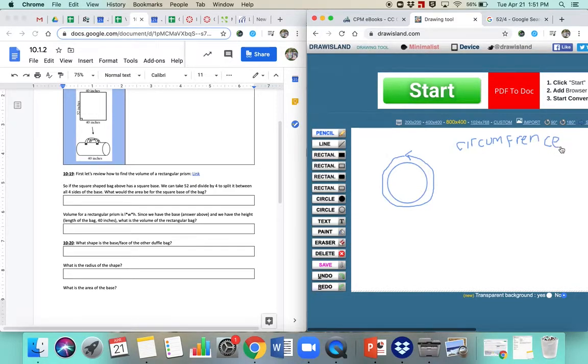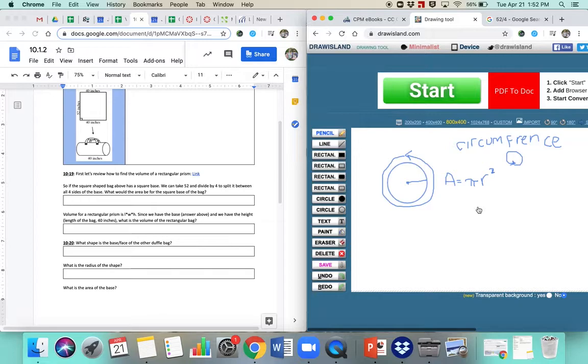So circumference is all of the way around. If you remember from last year, circumference is just a measurement of around. I don't want the measurement around for area. The area of this shape is pi r squared. So we want the area of this shape. So we have A equals pi r squared. You should remember that from last year.